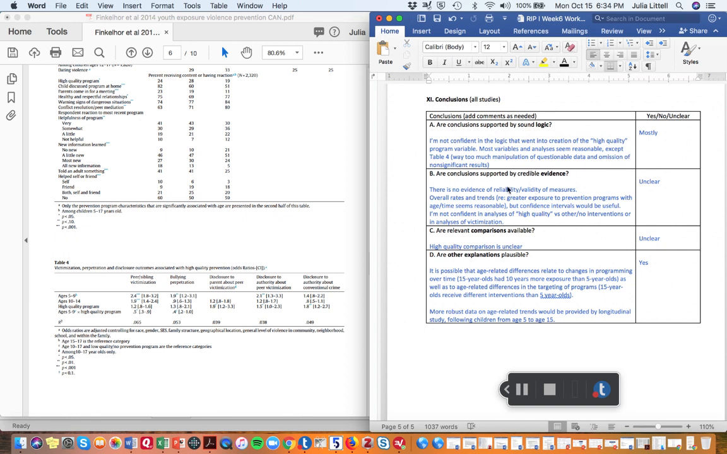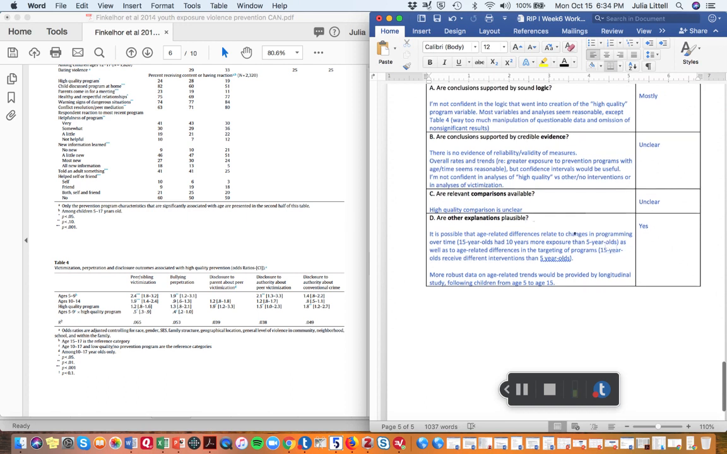Are the conclusions supported by credible evidence? Well, I think this is unclear because there's no evidence of reliability or validity of these measures. I conclude that the overall rates and trends, greater exposure to prevention programs with age or time, seems reasonable, but confidence intervals would be useful to better understand uncertainty in these estimates. And again, I'm not at all confident in this idea of high-quality programs. Are relevant comparisons available? The age comparisons are okay. The high-quality comparison, nope.